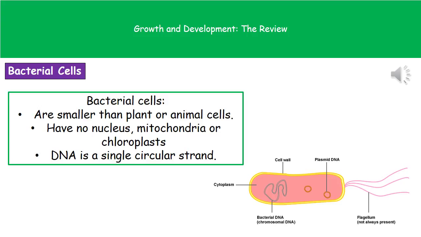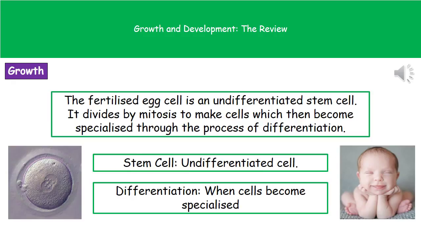Key thing to remember then about our bacterial cells is that they're smaller than plant or animal cells. They have no nucleus, no mitochondria and no chloroplasts, and the DNA occurs as a single circular strand.